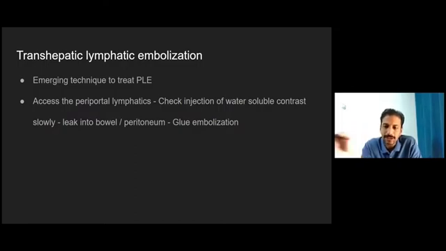So again, the direction of the lymphatic flow is important. It is only helpful if the direction is from the liver towards the duodenum; then we can block the lymphatics which are taking the lymph from the liver to the duodenum. If we block that, the duodenal leak will get sorted out.